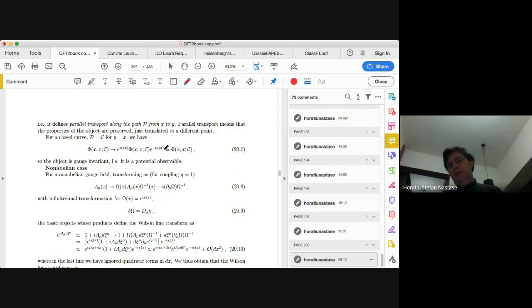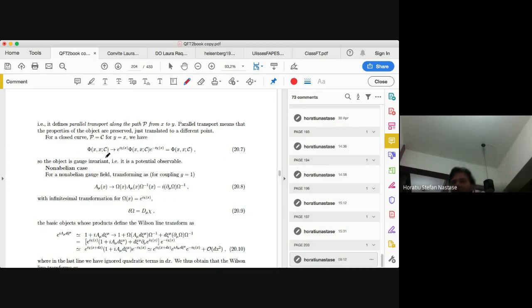And well, now in this abelian case, we can remember that the order doesn't matter, so I can put it to the left as well. And so this object, the Wilson loop in the abelian case, is gauge invariant. Being gauge invariant, that means it's a potential observable. I mean, a priori, one could find a way to measure this Wilson loop in the abelian case.